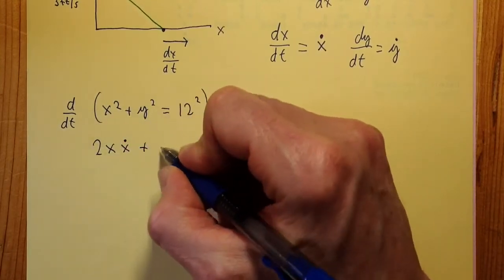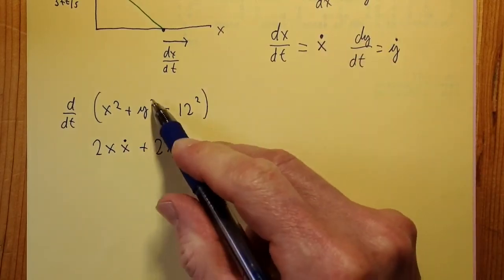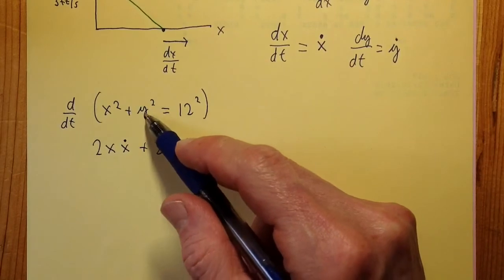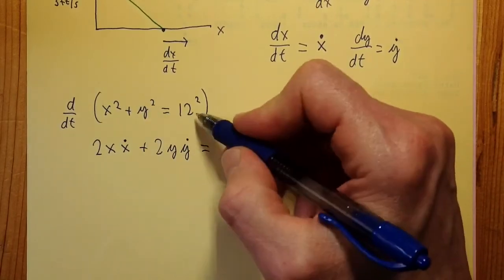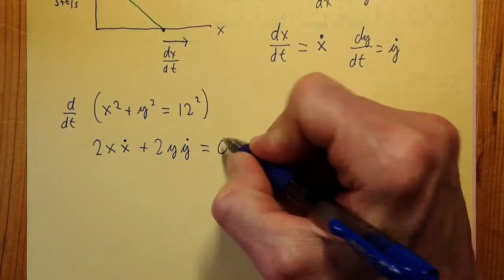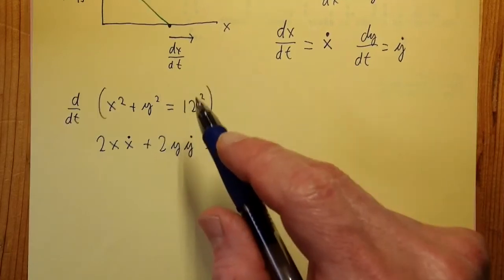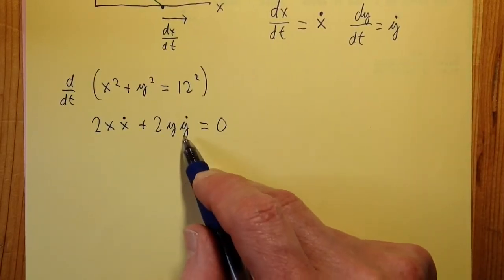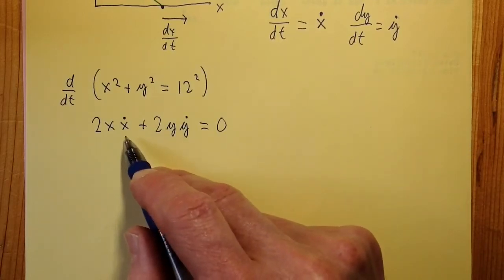Then, the derivative of y squared, which is the exact same thing: 2y times the derivative of what's inside with respect to time, which is dy/dt, which is y dot, equals the derivative of 12 squared, the 144, which is 0. Okay, what we want is x dot. We know what y dot is. And we need to know, okay, so let's solve for x dot.